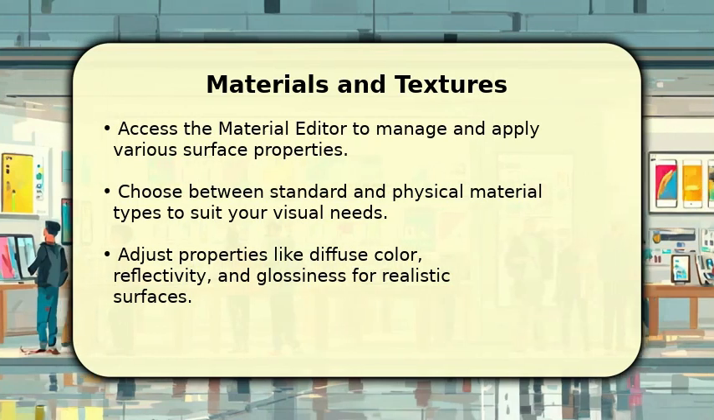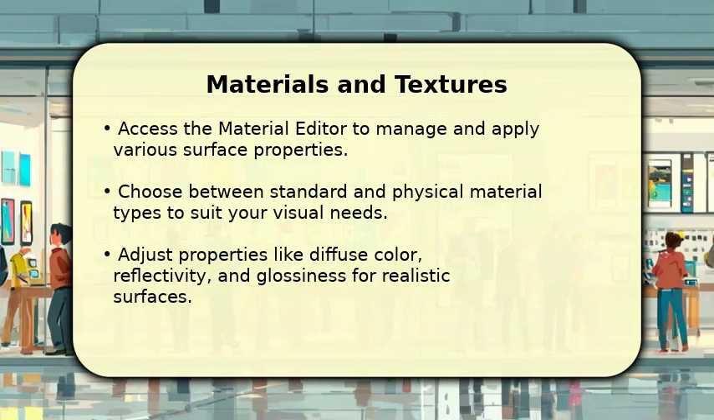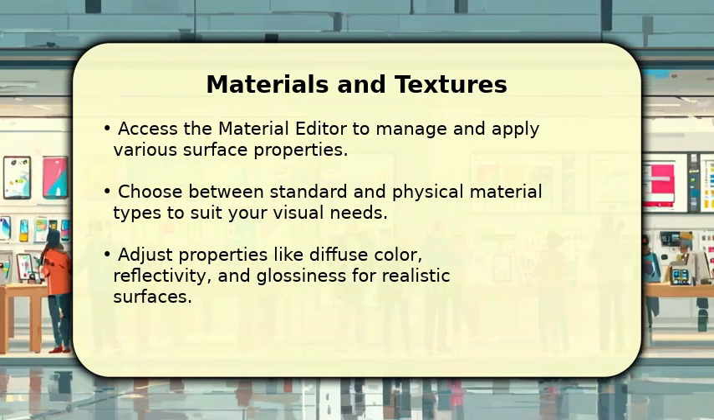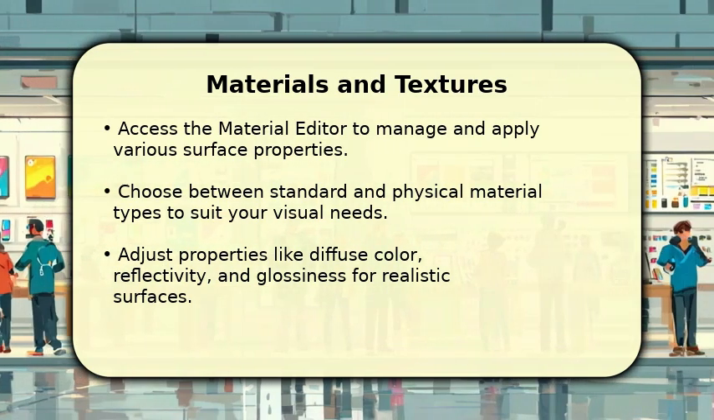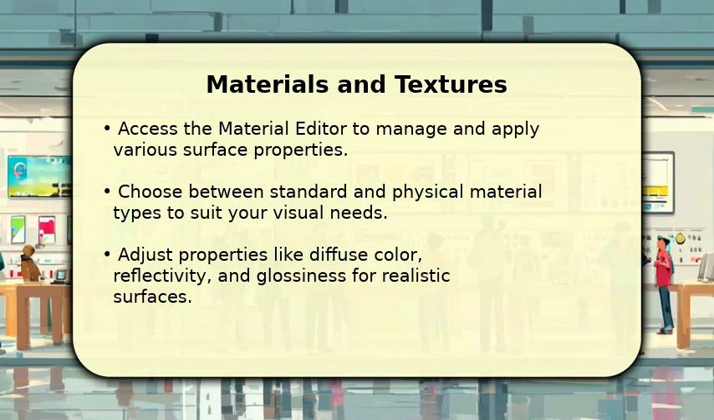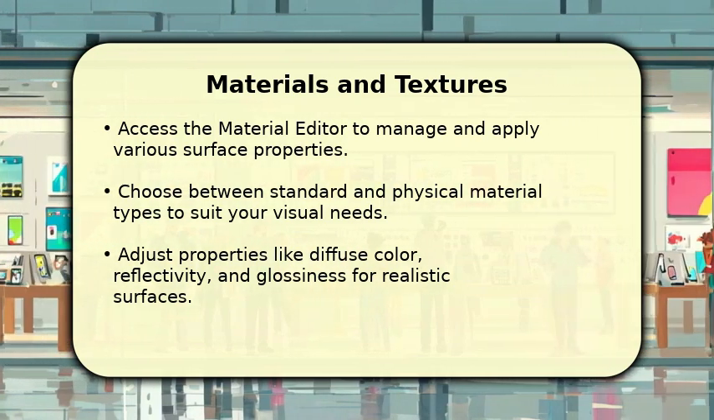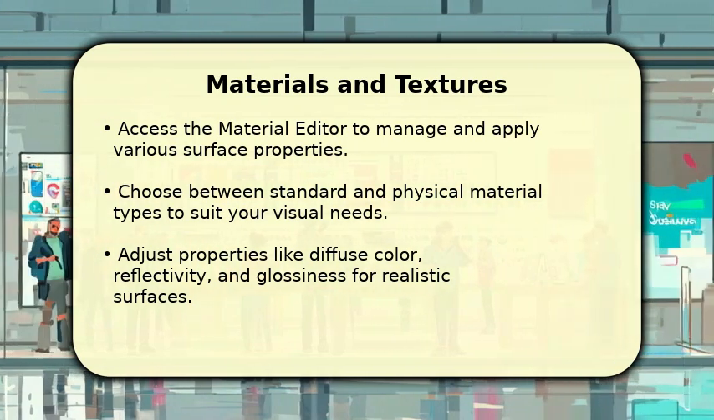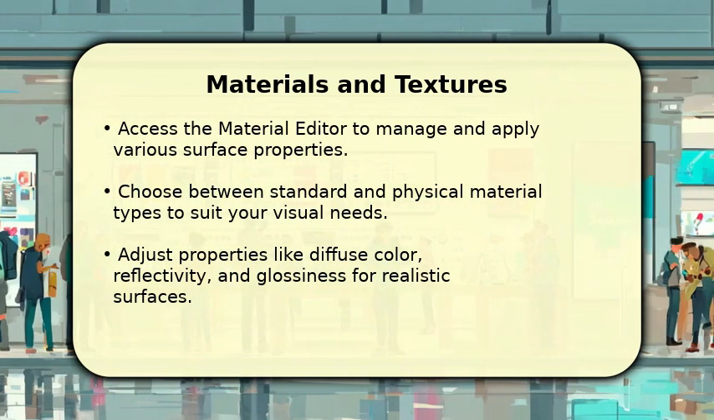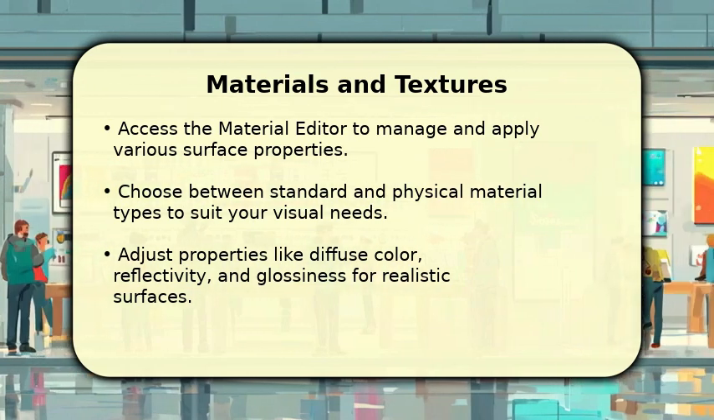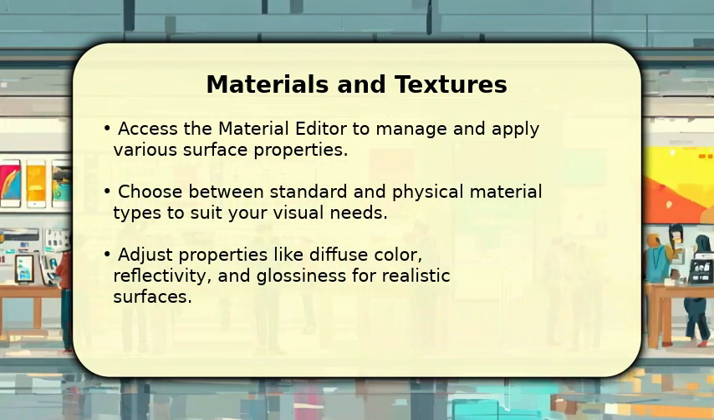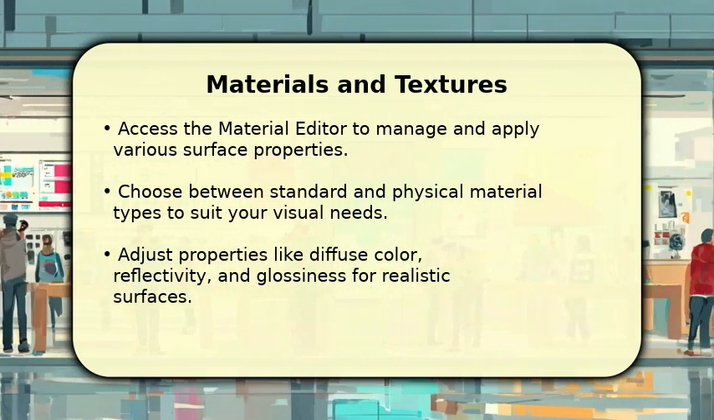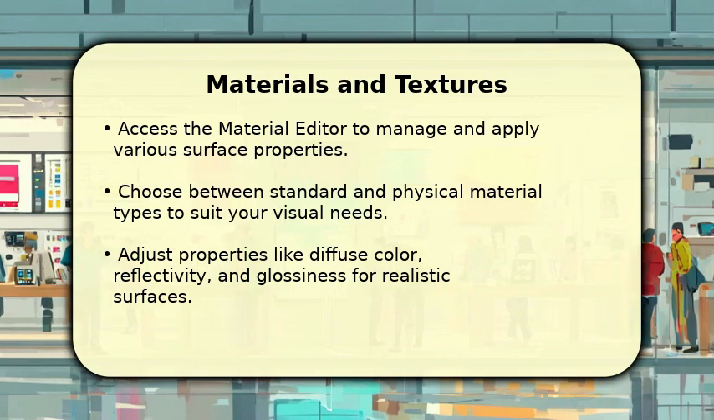To give your objects visual appeal, the Material Editor is your next stop. Open it by pressing the M key or clicking its icon on the toolbar. Here, you can select a material slot, then choose a standard or physical material type. Adjust properties like color, reflectivity, and even add texture maps by dragging them from your asset browser onto the material. Finally, drag the material directly onto your chosen object in the scene to apply it instantly.